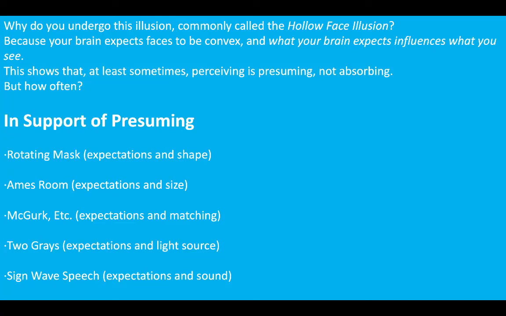So in the last video, we used the rotating mask illusion, or the hollow face illusion, to show that at least sometimes seeing is presuming. The question is, how often? This time we'll use the McGurk effect to reiterate that seeing is presuming, and we'll use some related effects to talk about the more general claim that perceiving is presuming.